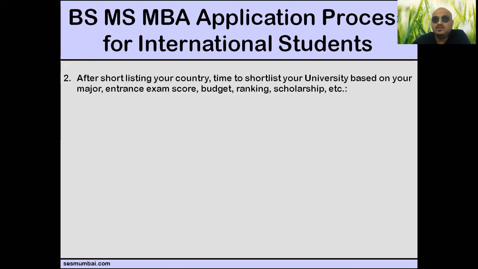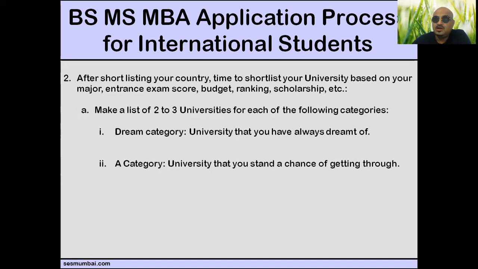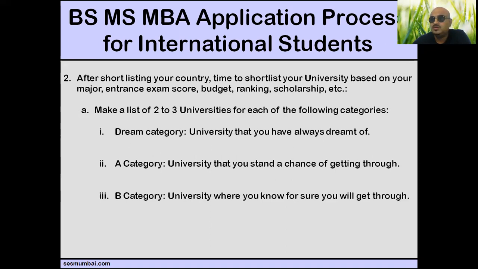After shortlisting your country, it's time to shortlist your university based on your major entrance exam score like GMAT, GRE, ACT, SAT, your budget, the ranking of the school, the scholarship, and other things that matter. So make a list of 2 to 3 universities for each of the following categories. That is the dream category. That is A category where you have a chance of getting through. And then there's a B category of universities where you know for a fact that you'll get through.